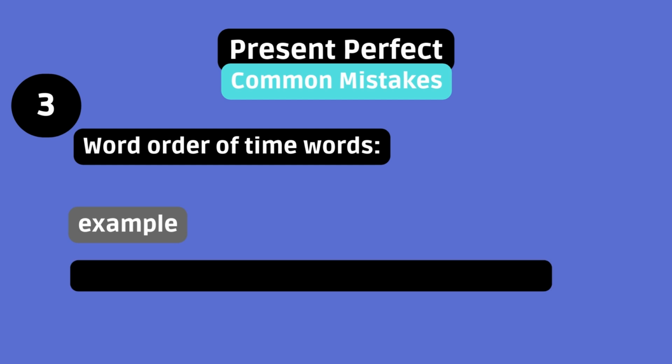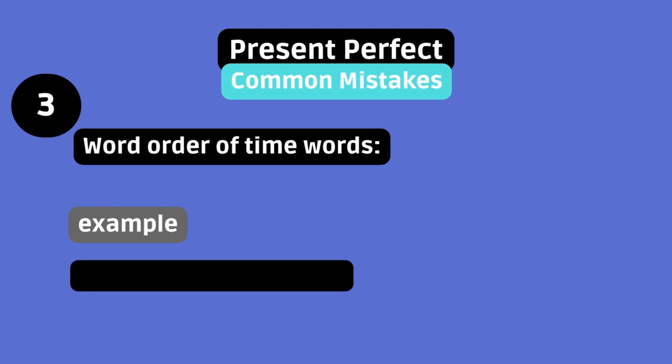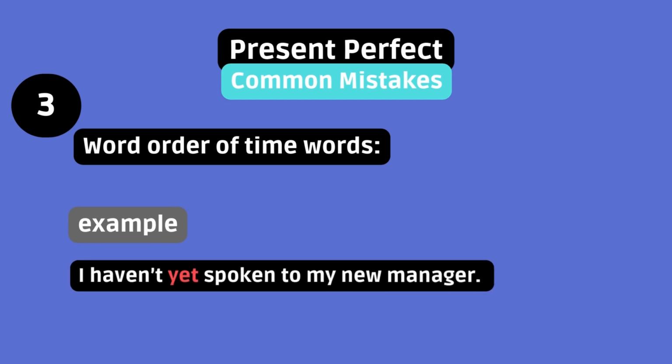Example, my colleagues recently have written the report. Should be, my colleagues have recently written the report. Example, you never have tried sushi. Should be, you have never tried sushi. In the present perfect, yet is at the end of sentences. It's like a punchline. Example, I haven't yet spoken to my new manager. Should be, I haven't spoken to my new manager yet.